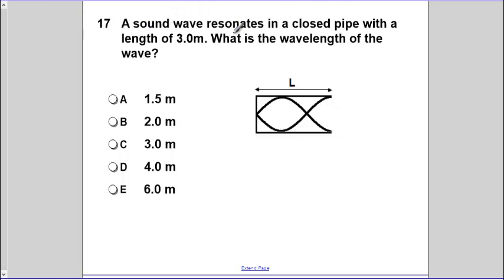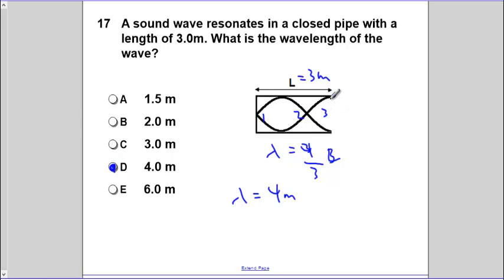A sound wave resonates in a closed pipe with a length of 3 meters. What is the wavelength? So if this is 3 meters, we contain 1, 2, 3 quarters of a wave. So lambda is 4/3 of the length. The length is 3. Lambda is 4 meters. D is the correct answer.